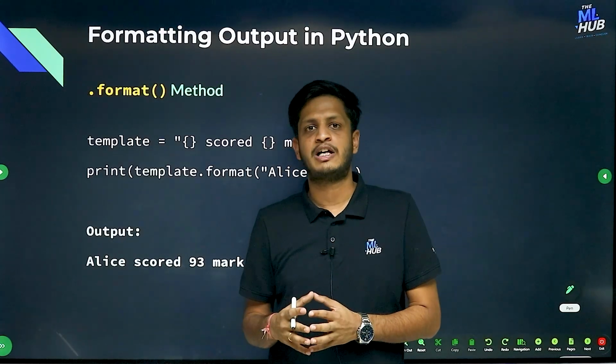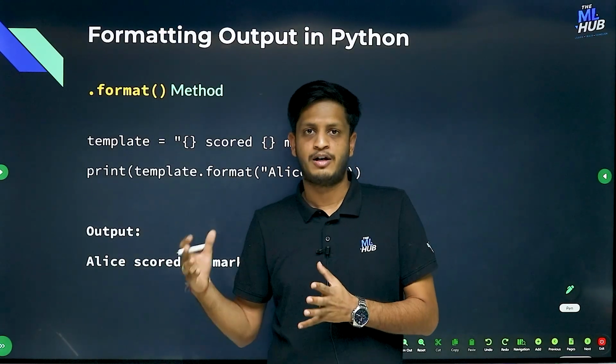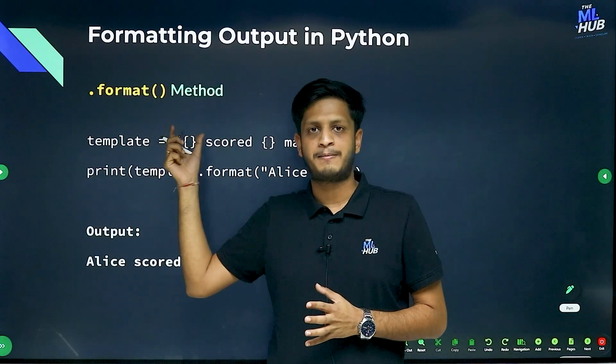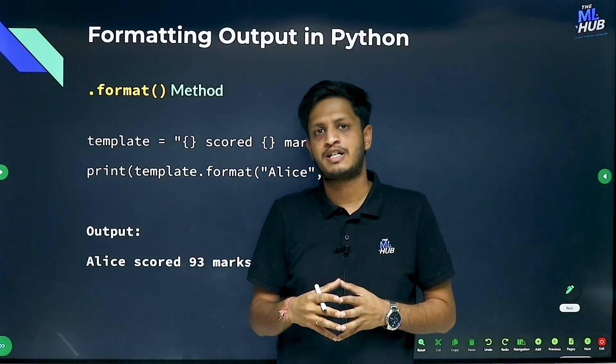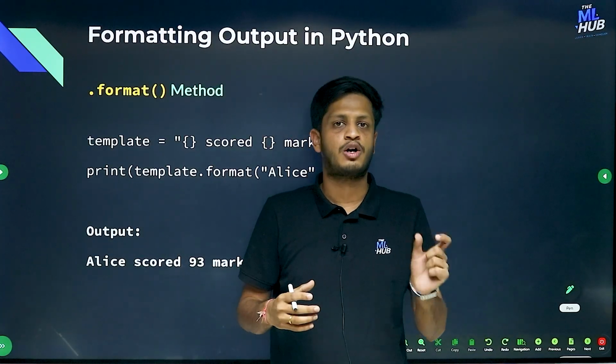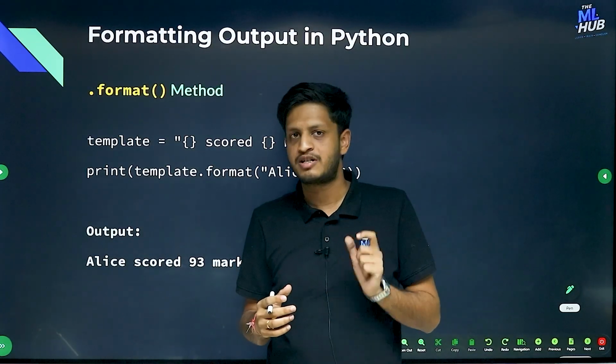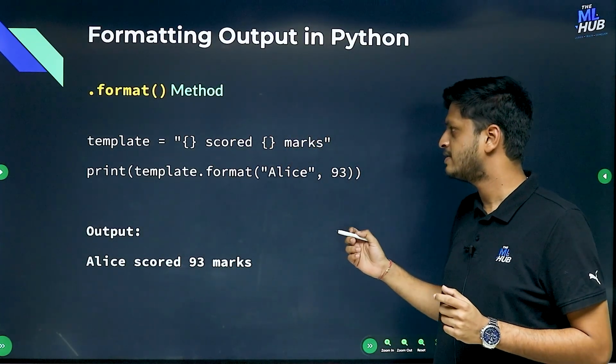The other way to beautify or format the output is using the dot format method. Okay, so it's another way to achieve the same thing. All the functionalities that you achieved using F strings can be achieved using the dot format method inside the print function as well. So let us see how it works.